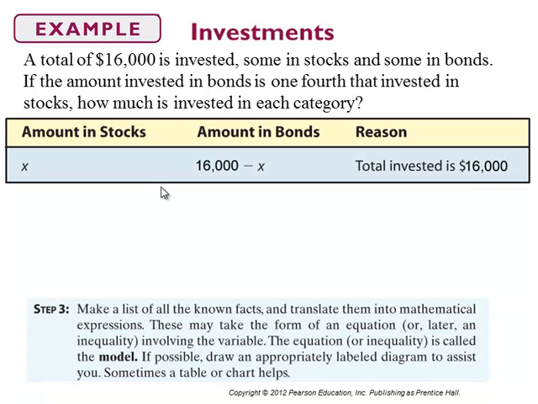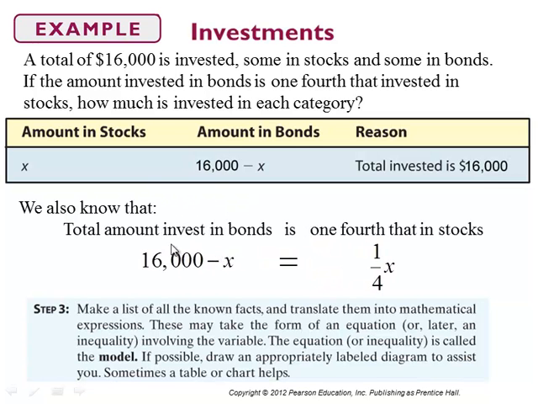And then here we could write the equation that says that the amount invested in bonds, 16,000 minus X, is equal to 1/4 of the amount that's invested in stocks. Remember, X is the amount that's invested in stocks. So 1/4 X is the amount that's invested in bonds.